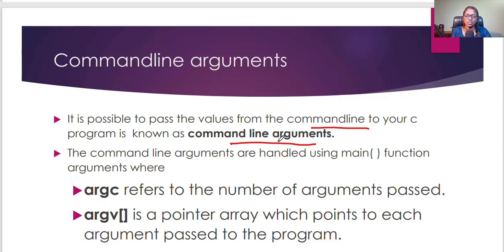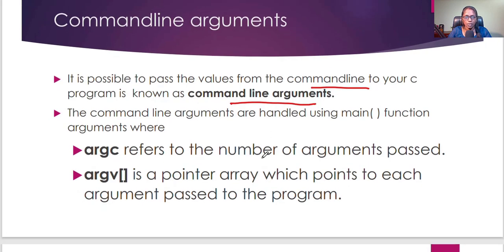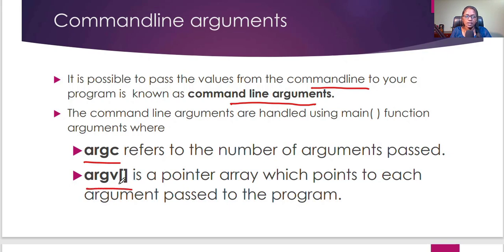The command line arguments are handled using the main function. There are two things in command line arguments: one is argc and another is the argv array. argc is used to refer to the number of arguments passed. How many values you have passed to the program is called argc. argc is the number of arguments passed, and argv is the pointer array which points to each argument passed to the program. Whatever values you pass will be stored in an array, which is called argv.